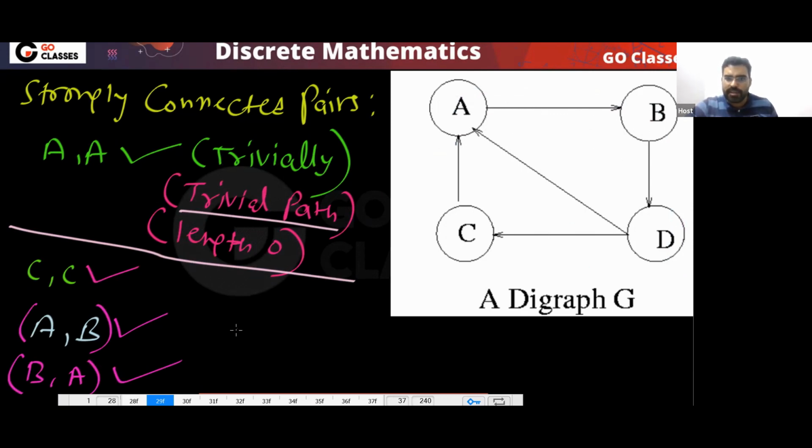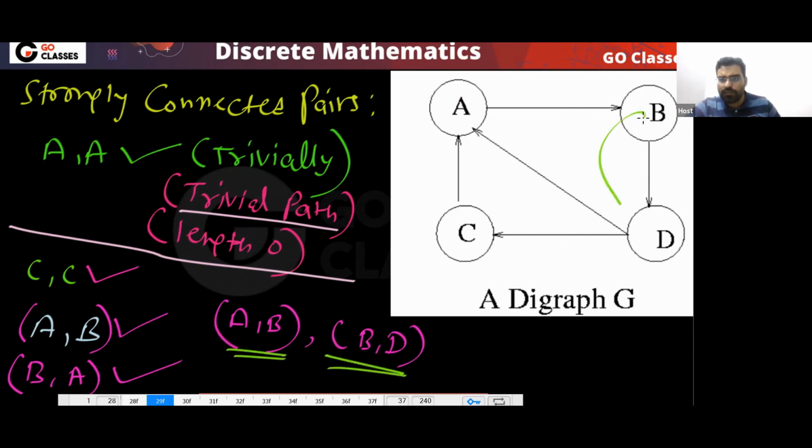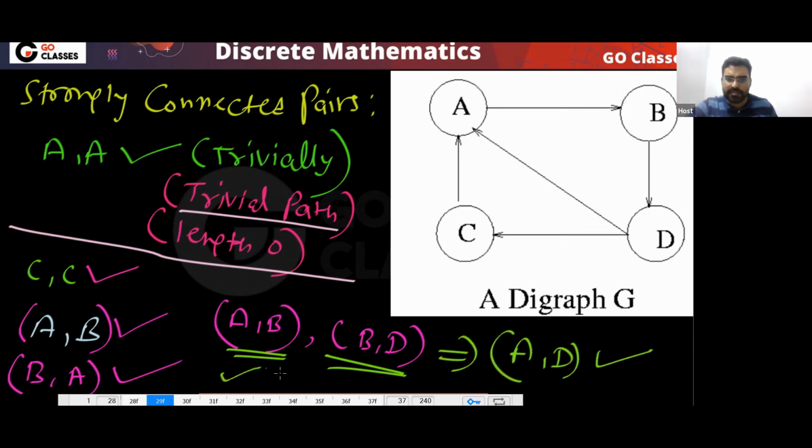You can notice that A comma B are strongly connected, and B comma D are also strongly connected. You have a path from B to D and a path from D to B. Does that automatically imply that A comma D are also strongly connected? Yes: you have a path from A to D and a path from D to A. So this is the idea.